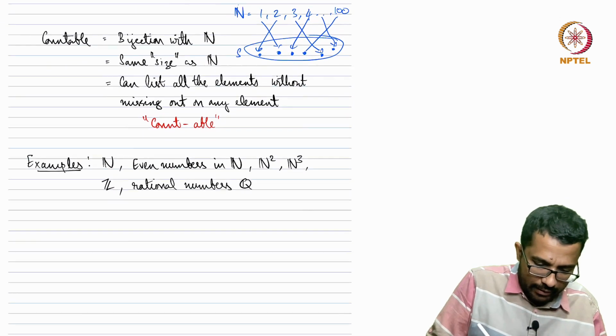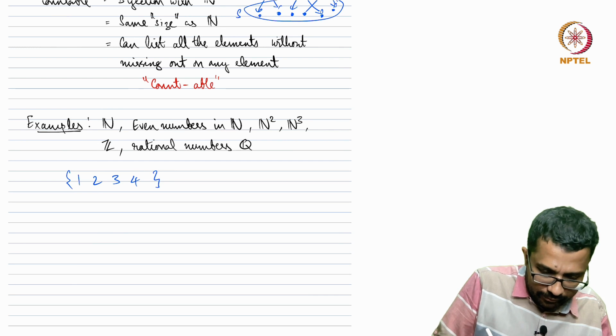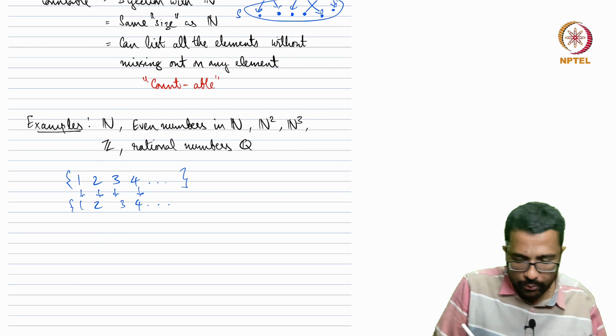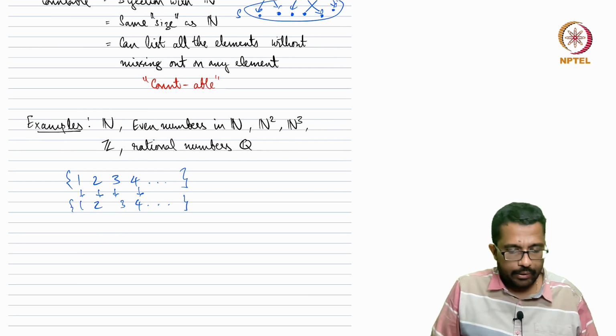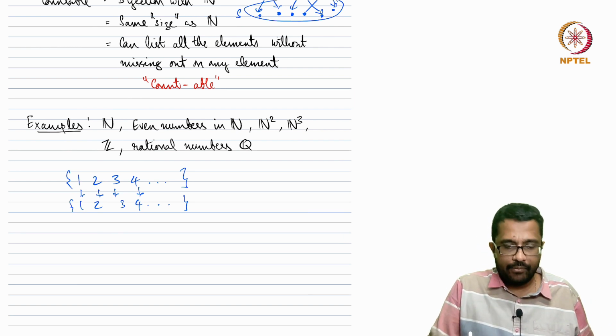If it's not clear so far, any set has a bijection to itself. So this is n, and I can have an identity mapping. The first element is 1, the second element is 2, the third element is 3, and so on. So n has a bijection to itself. You map every element to itself, so all elements are covered.